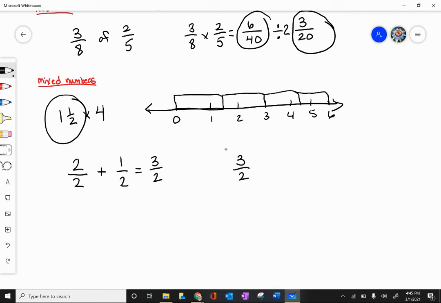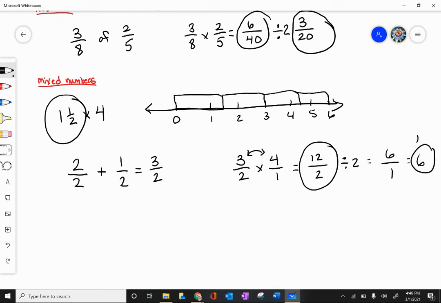So 3/2 times 4, and I'm going to change this to 4/1 to keep the same pattern of multiplying fractions, and we get 12, and 2 times 1/2. They're both even. I can divide by 2. So I get 6/1, which is just 6, same as the picture up top.